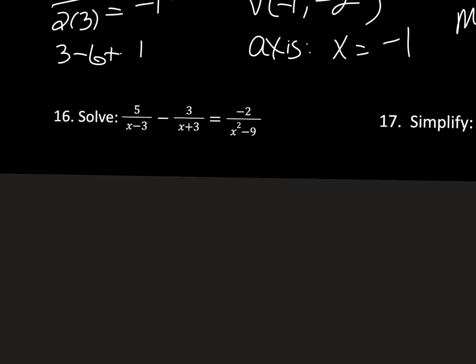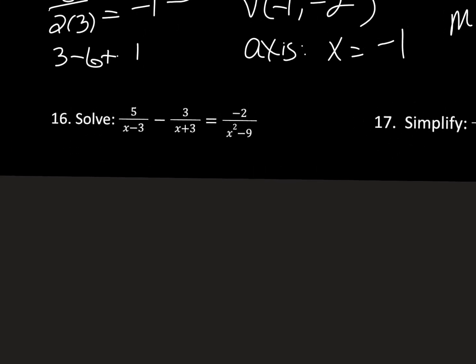Number 16. Let's factor the bottom of this one. That's going to be x plus 3, x minus 3. So here's what I know for a fact. X cannot equal either positive 3 or negative 3. So keep that in mind as we try to get through.